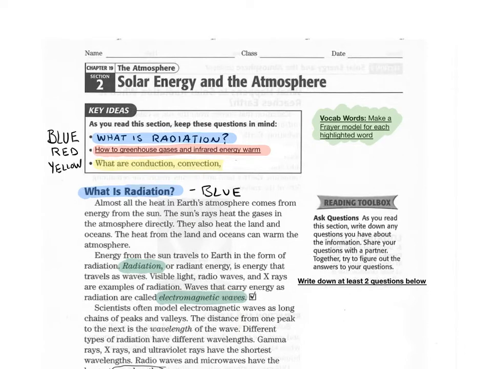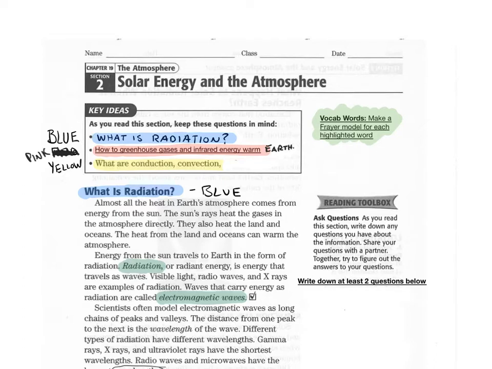First thing we're going to do though is I made a couple mistakes, so we're going to fix those mistakes real fast. These colors right here, blue, red, and yellow, refer to the colors you're going to use to highlight. But unfortunately, we don't have any red highlighters, but we do have pink ones. So we're going to just cross out where it says red, and make that say pink. We're also going to add to this problem right here. It says, how do greenhouse gases and infrared energy warm? You're just going to add the word Earth. How do they warm Earth?